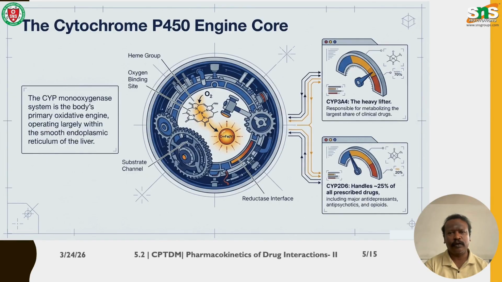Here, the Cytochrome P450 enzyme system plays a major role in drug metabolism. These enzymes are mainly present in the liver. Among them, CYP3A4 metabolizes the largest number of drugs, and CYP2D6 metabolizes about 25% of commonly used drugs such as antidepressants and opioids. These enzymes are very important in drug interactions.